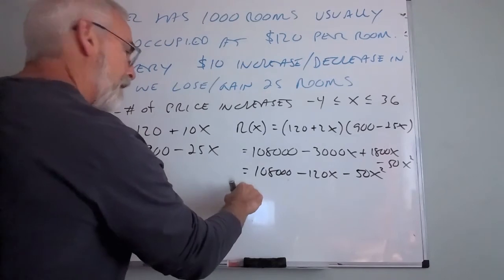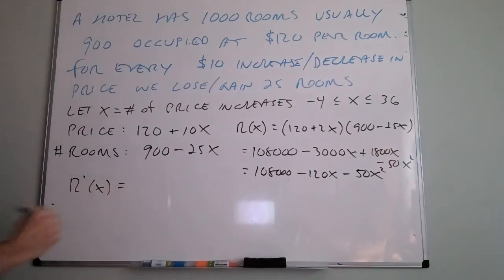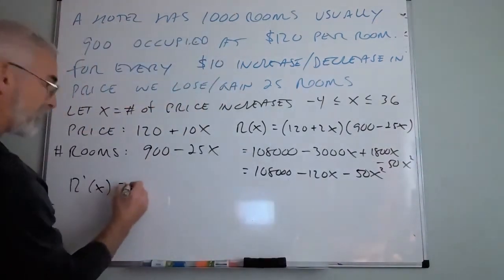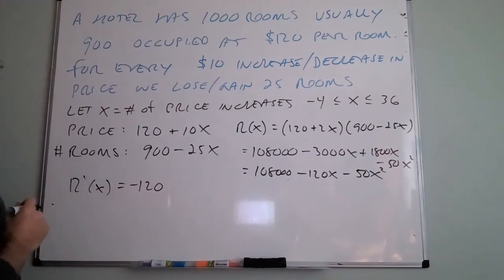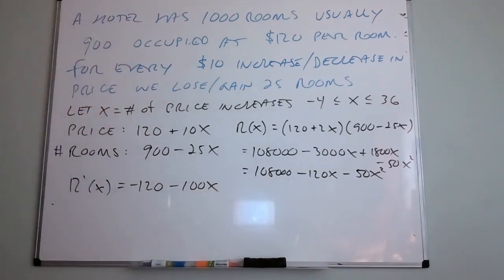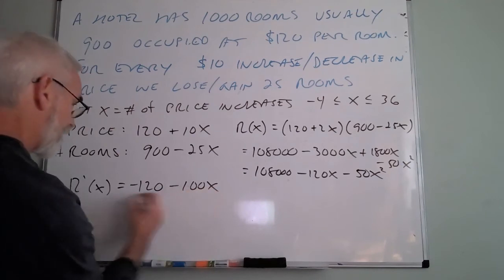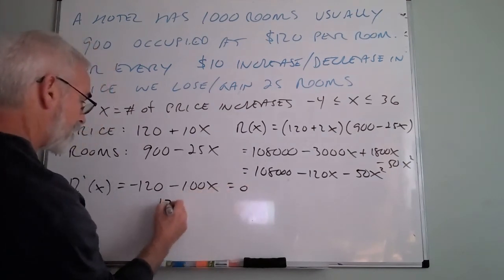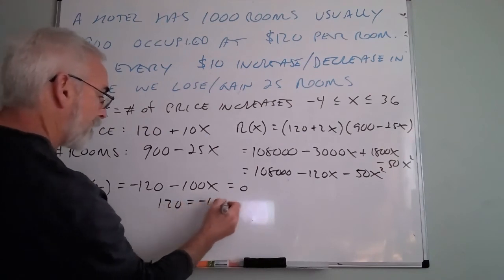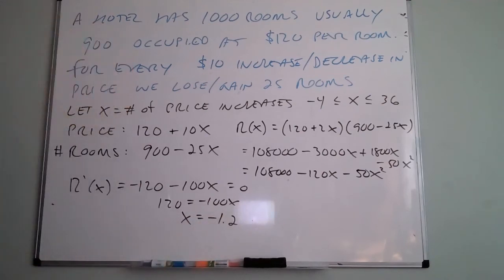Okay. So I need to take a derivative. And if I take a derivative of this, I'm going to get negative 120 minus 100X. Okay. Negative 120 minus 100X. And let's see. If I set that equal to 0, I'm going to find that 120 equals negative 100X. So X is negative 1.2. I said X could be a decimal.